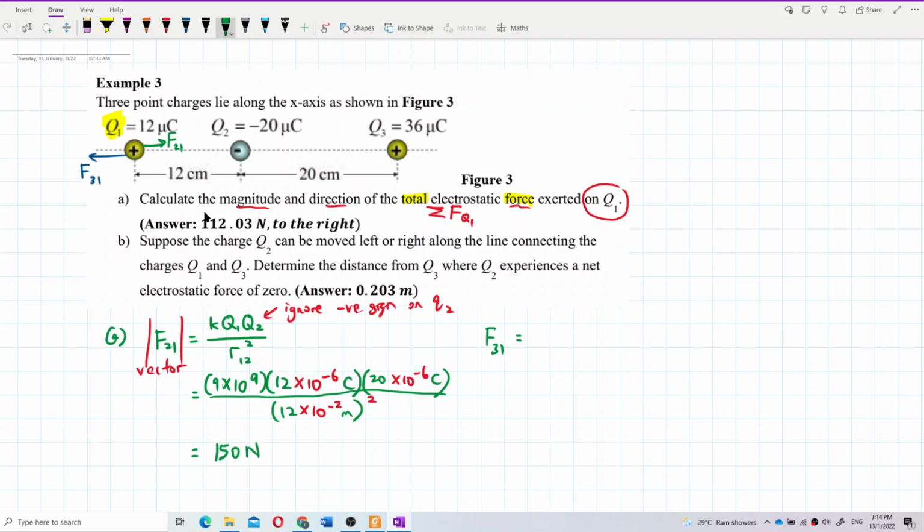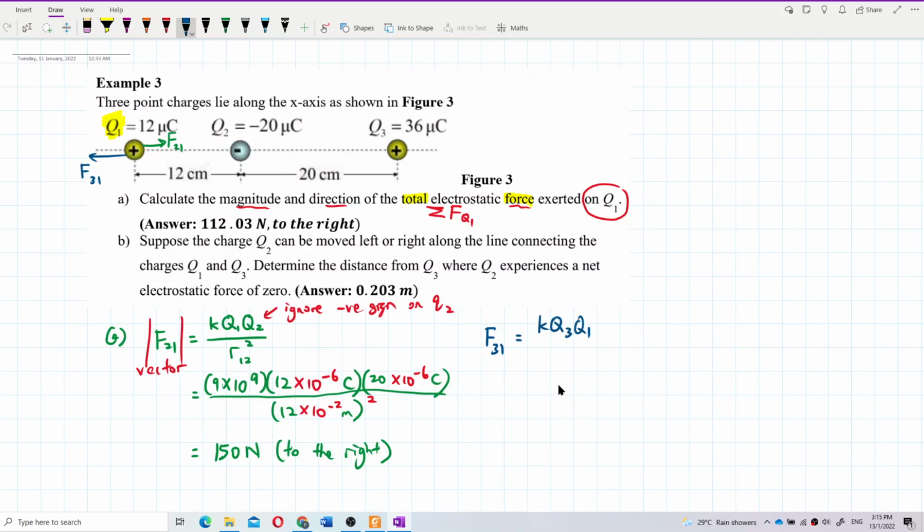Okay. So what's the direction of this F21? It is to the right. Yeah, to the right. Okay, write the direction there, to the right. Now, how about F31? F31, okay, the blue one. Maybe we use the blue color this time.